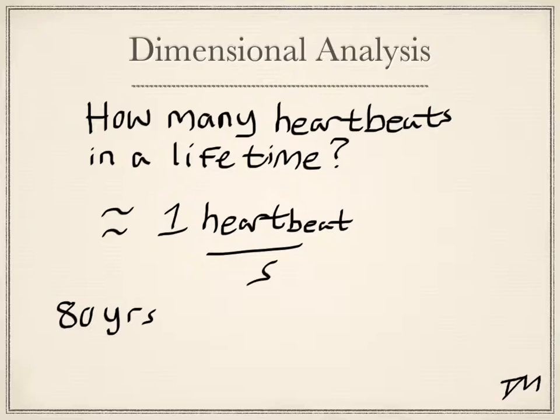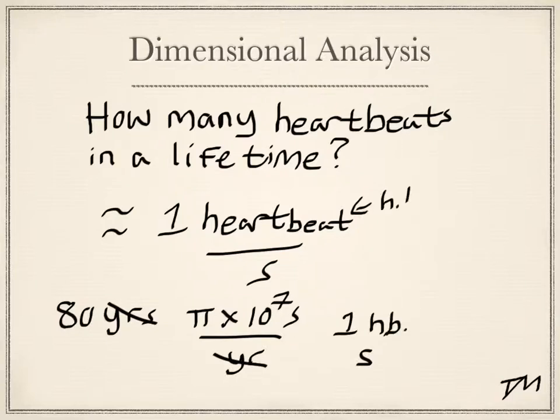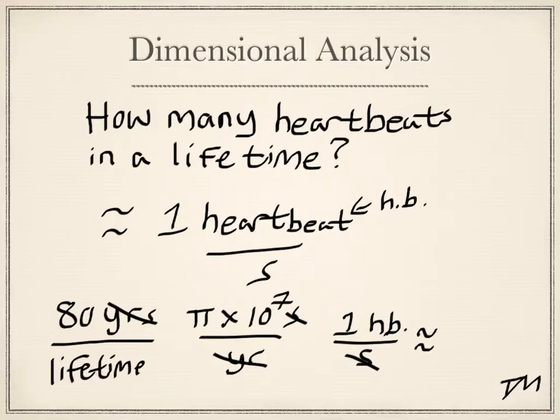So in 80 years, considering there's pi times 10 to the 7th seconds in a year, and there's 1 heartbeat about every second, then we're left with the proper units of heartbeats per lifetime. And that gives us, multiplying these numbers out, 3 times 10 to the 9th heartbeats per lifetime. What's 10 to the 9th? 10 to the 9th is 1 with 9 zeros, which is a billion. So there are 3 billion heartbeats per lifetime.